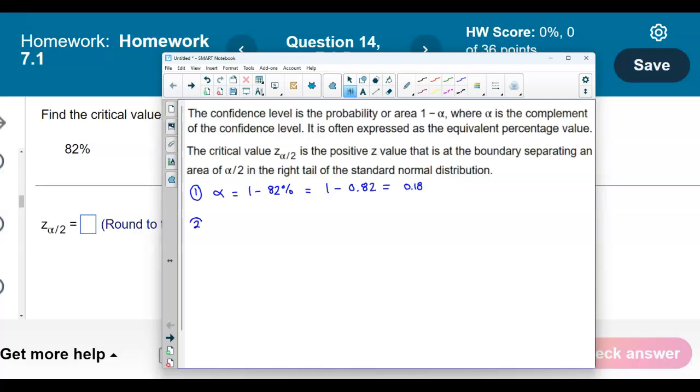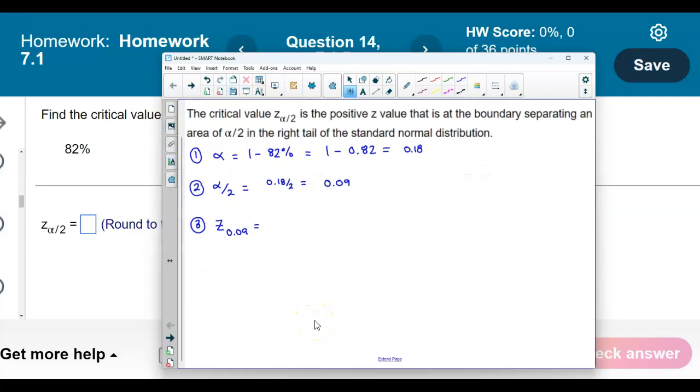Okay, so now what we want to do is take that alpha and divide that by 2. So we're going to take that 0.18 and divide that by 2, and that's going to give us 0.09. Ultimately, what we want to do is find the z value for which 0.09 is the area to the right of the normal distribution.